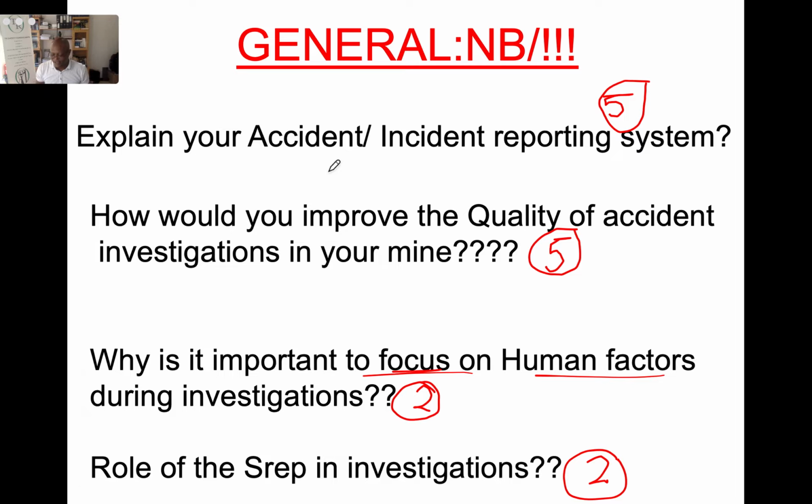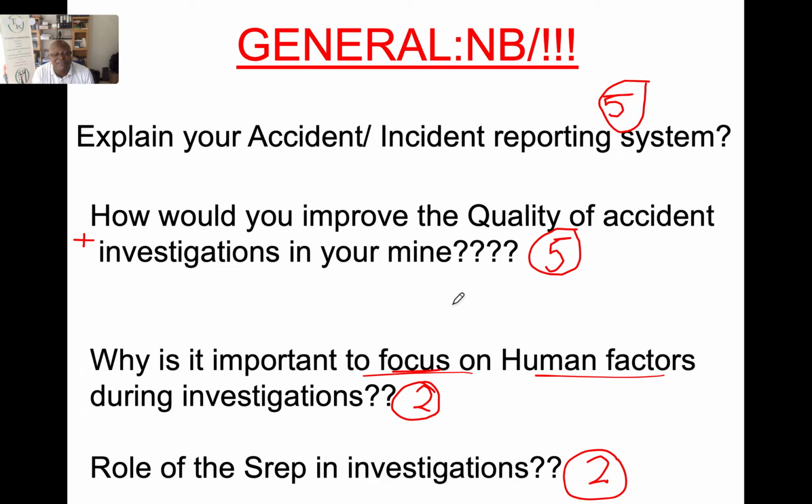Which takes us to the next question. How would you improve the quality of accident investigations in your mine? Yes, I've seen situations where somebody submits a report, even the inspector looks at the report and throws it away. What is this? Because the process is not even scientific about the report. How did you manage to investigate this accident? Because what you are writing there does not even follow scientific argument.